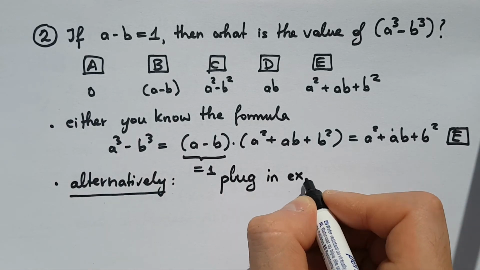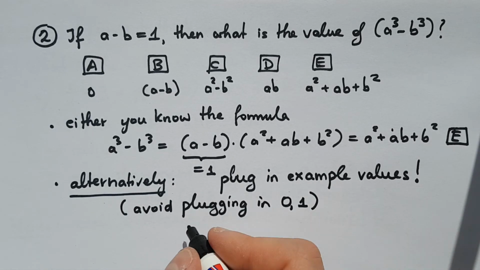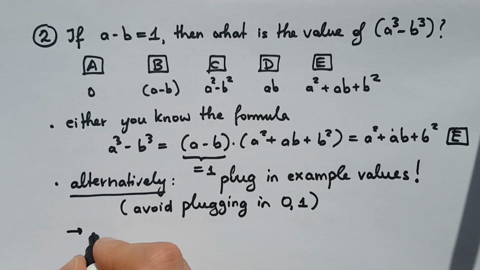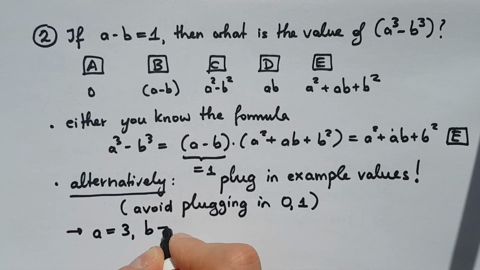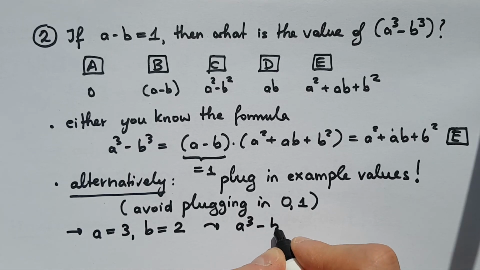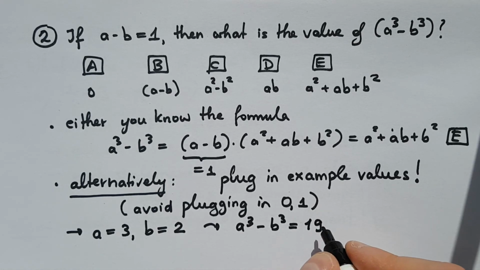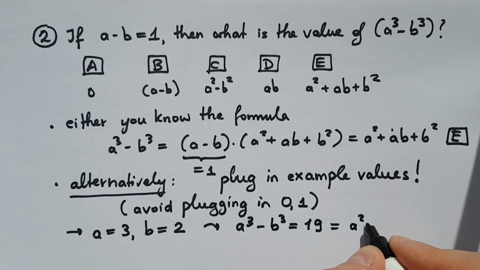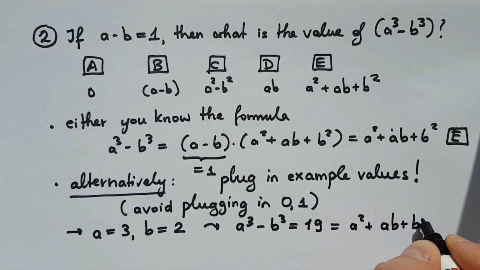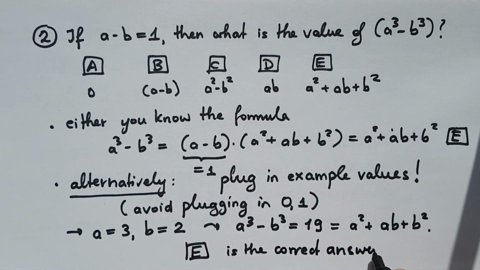Alternatively, you can plug in example values where you should avoid plugging in the very easy numbers 0 and 1. If you plug in, for example, a equals 3 and b equals 2, then you will find that the condition that a minus b equals 1 is satisfied, so this choice is fine, and then the expression a to the power 3 minus b to the power 3 equals 19, as does the expression in the choice E. We conclude that E is the correct answer.